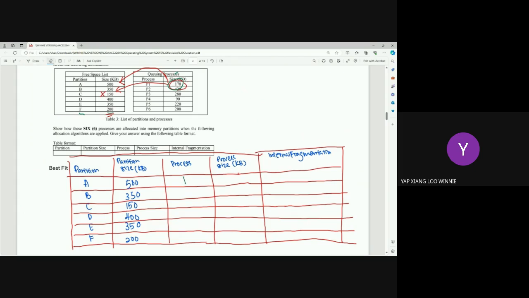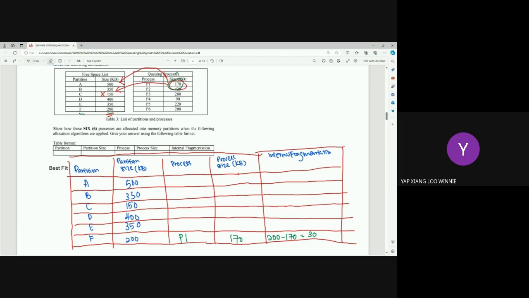So over F, you put process 1. And the size is 170. So to calculate the internal fragmentation, you do 200 minus 170, which will make you get 30. Okay, so this is the case. Now, process 1 done already. Let's move on to the next one, process 2.